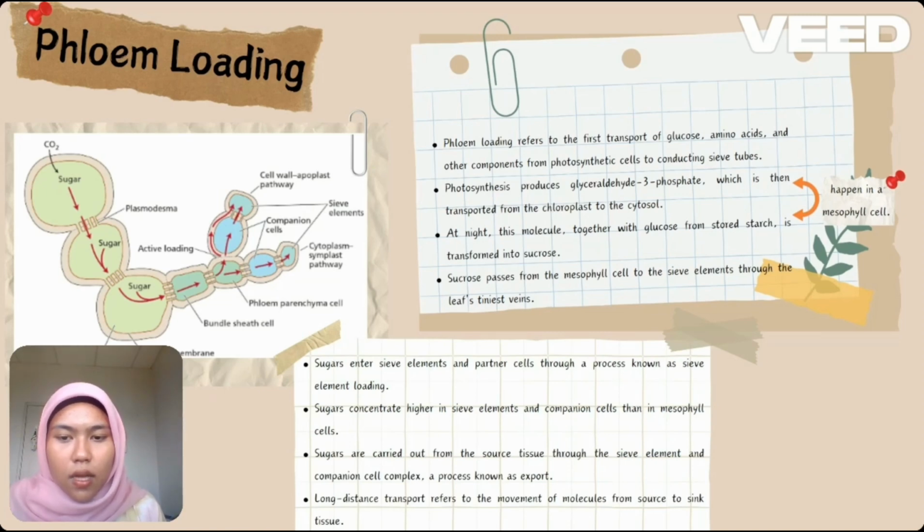Sugars enter sieve elements and companion cells through a process known as sieve element loading. Sugars are more concentrated in sieve elements and companion cells than in mesophyll cells. Sugars are carried out from the source tissue through a sieve element and companion cell complex, a process known as export. Long-distance transport refers to the movement of molecules from source to sink tissue.